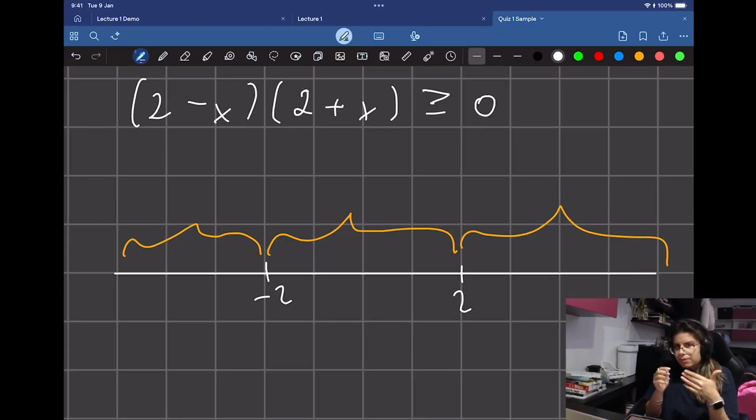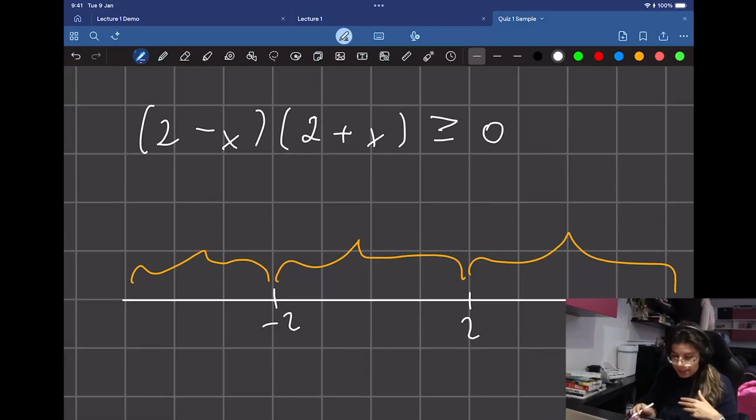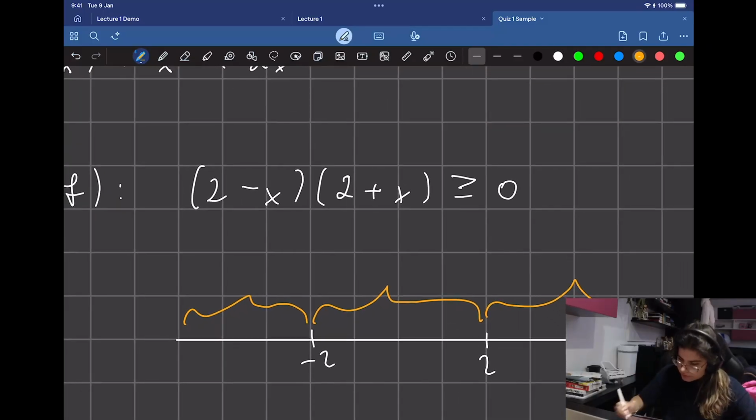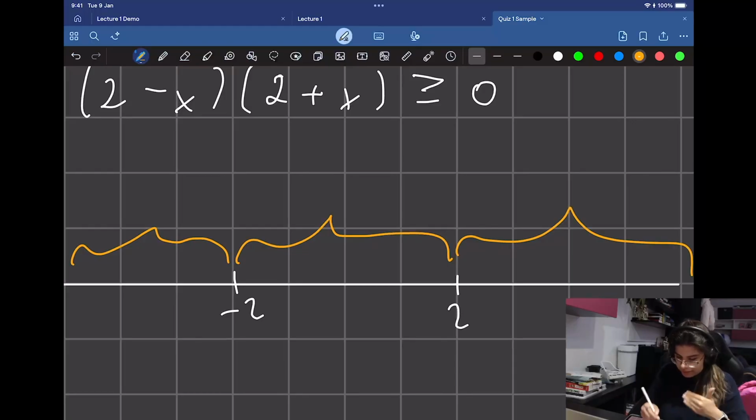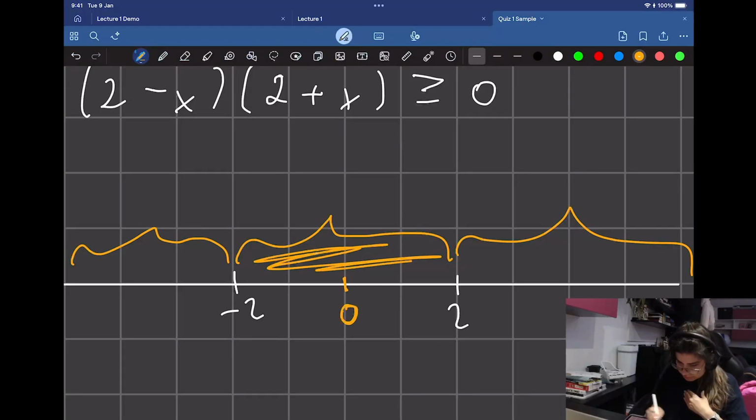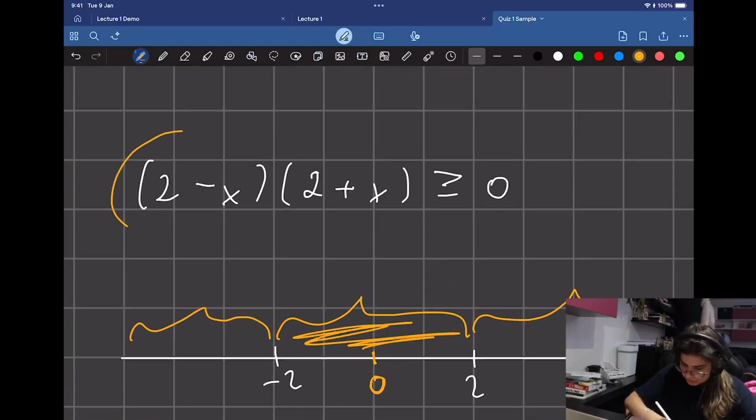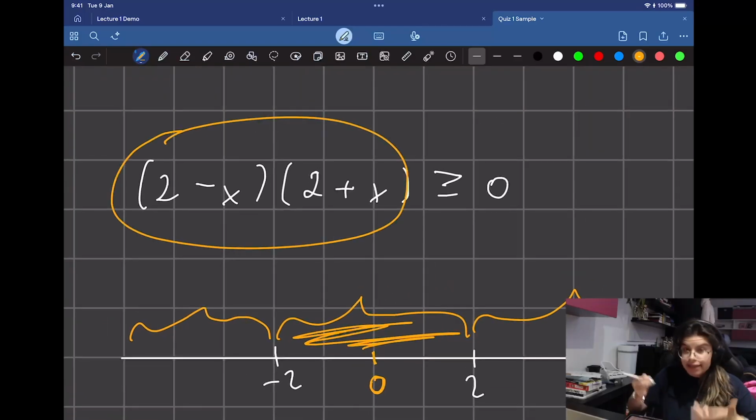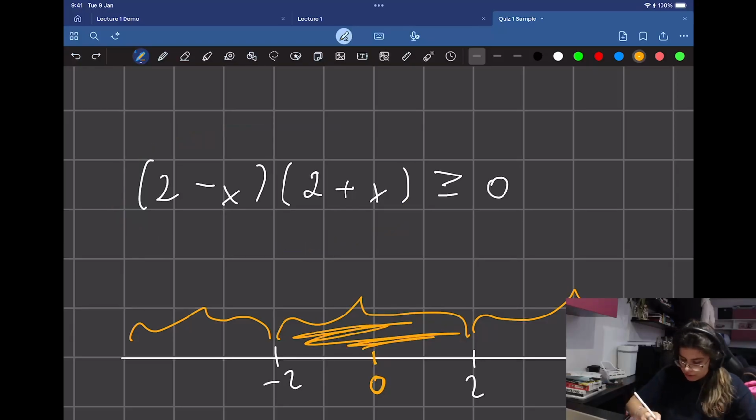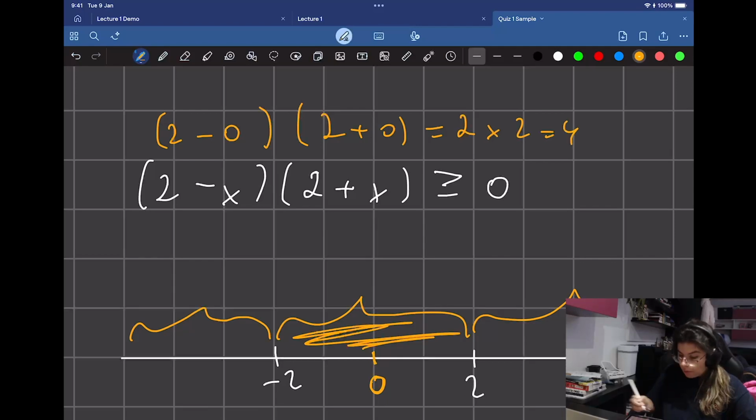But in order to know exactly where we have a plus and where we have a minus, what I do is I just pick a random value in one particular interval. For example, if I use x equals 0, which is in this interval here, I just plug it into this expression and I see if the result comes out greater than 0 or less than 0. So if I plug in 0, I get 2 minus 0 times 2 plus 0, which is equal to 2 times 2, which is 4, and it's definitely greater than 0, right?